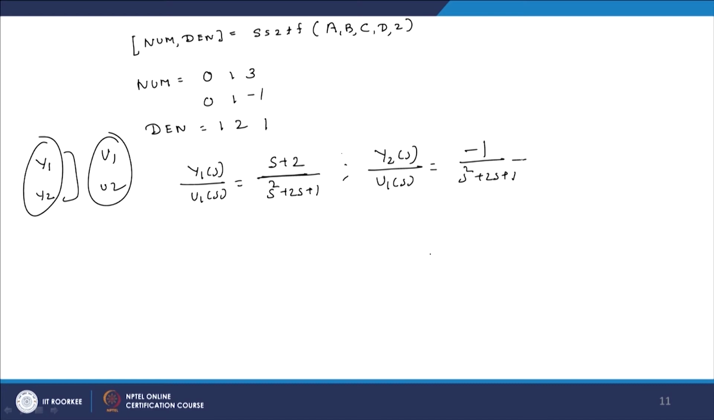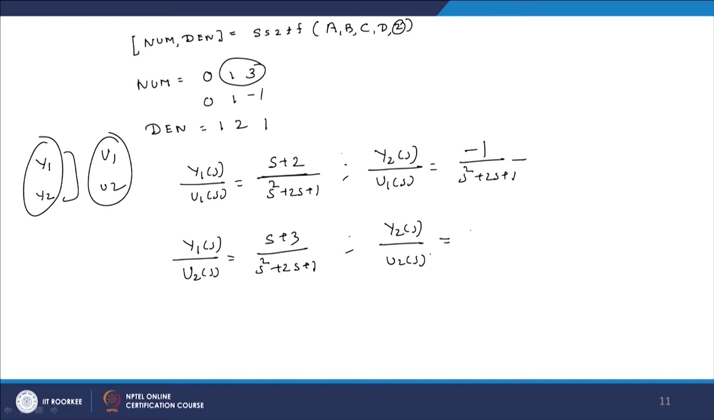Now, coming to this part, here your input is u2. So, output y1 of s, because of input u2 of s, this is s plus 3 divided by s square plus 2s plus 1. Similarly, output y2 of s, because of input u2 of s, we can write s minus 1 over s square plus 2s plus 1.